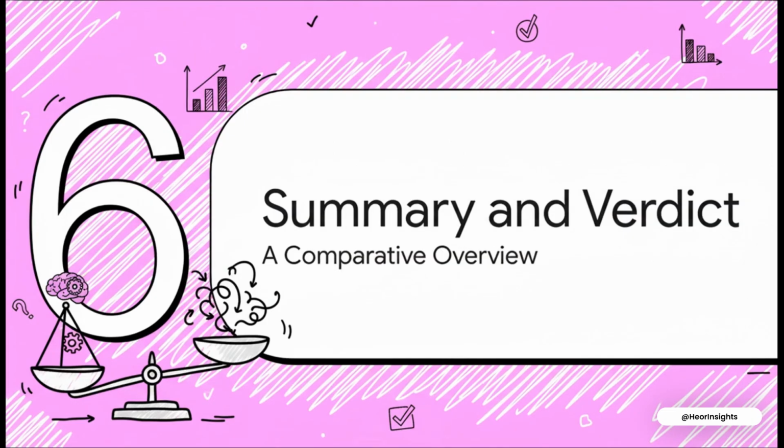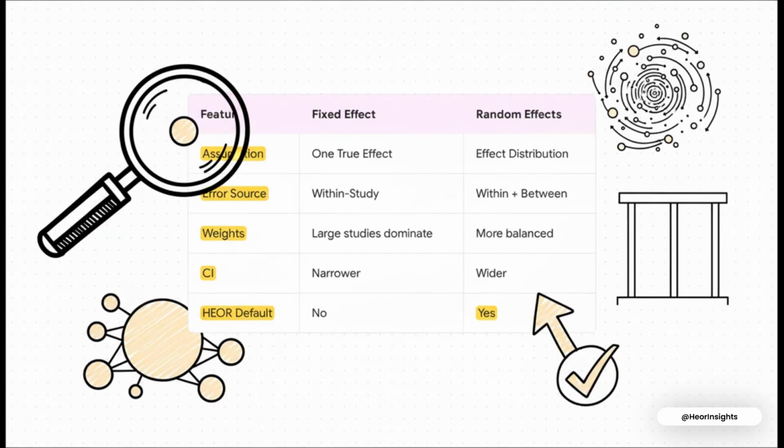Okay, let's wrap this up by summarizing the key distinctions between these two models and giving you the standard industry recommendation. So, here's the side-by-side. The fixed effect model assumes one true effect, only considers within-study error, gets dominated by big studies, and gives you narrow confidence intervals. The random effects model assumes a distribution of effects, incorporates that between-study variance, has more balanced weights, and produces wider, more conservative intervals. And for all those reasons, yes, it is the default choice in HEOR.